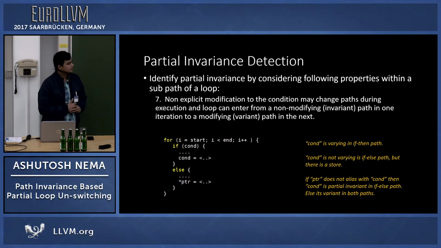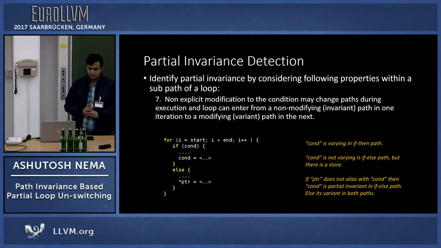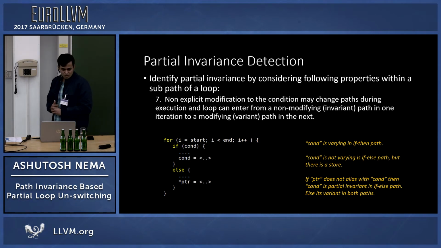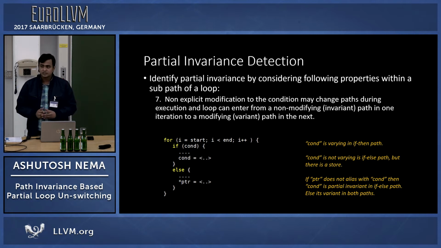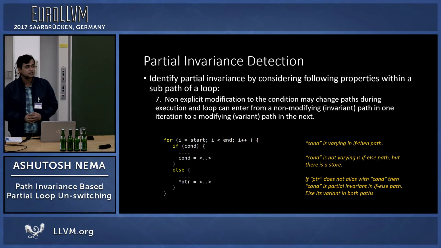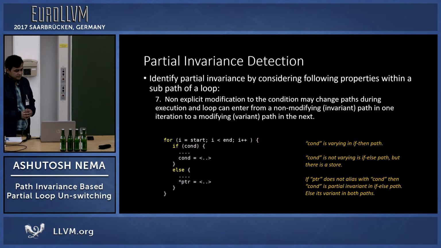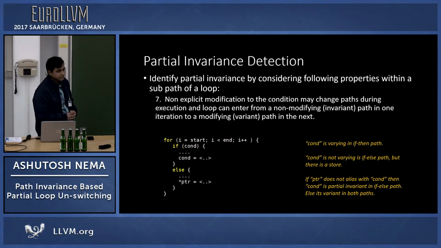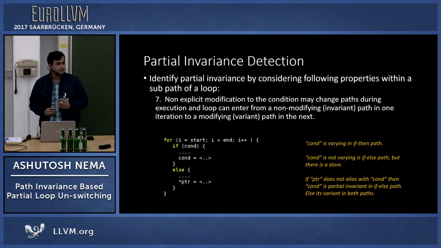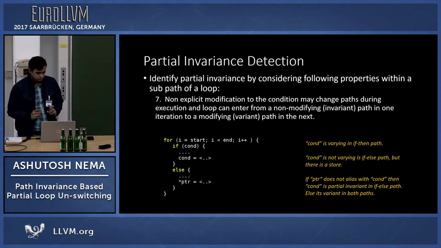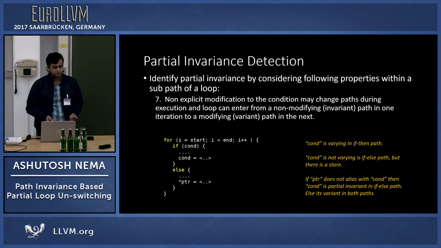Non-explicit modification to the condition can change the program behavior at runtime. In this example, in the else clause there's no explicit modification to the condition, but there's a store to a pointer. So what if this ptr aliases with the condition? In such cases, it will modify the condition, and at runtime the control flow will switch from the varying branch to a non-varying branch.